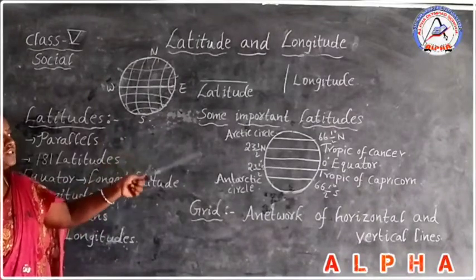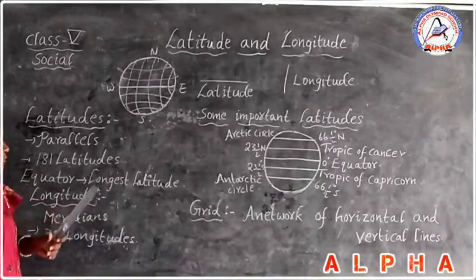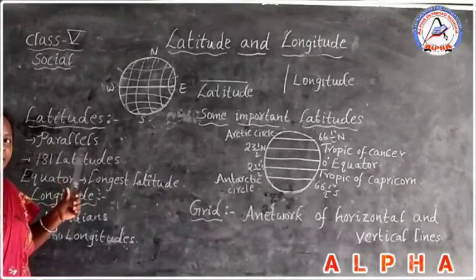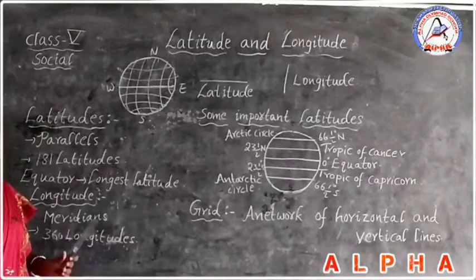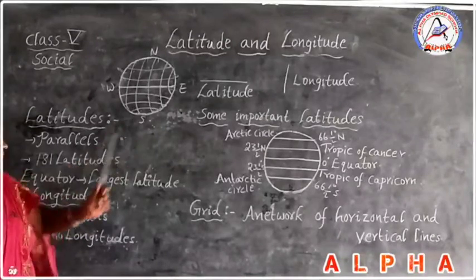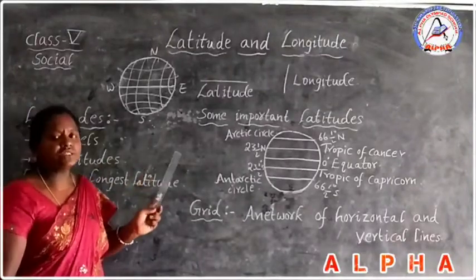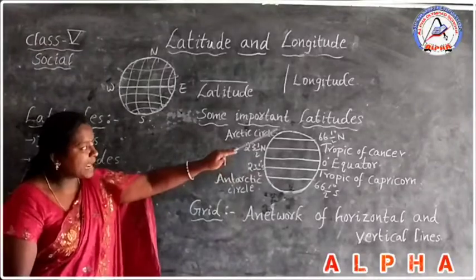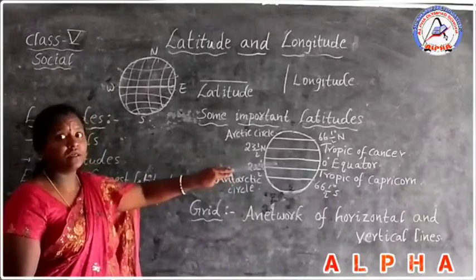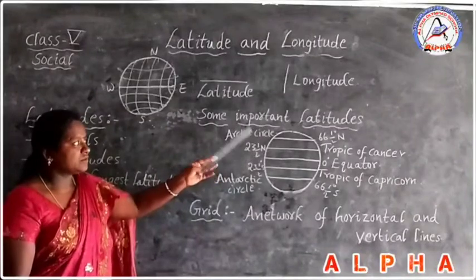This is about latitudes and longitudes. How many total latitudes? 181. How many total longitudes? 360. Latitudes are also called parallels. Longitudes are also called meridians. What is the longest latitude? Equator. We have to practice the five important latitudes. This is important for matching questions, and in your bits also, we have to observe these important five.